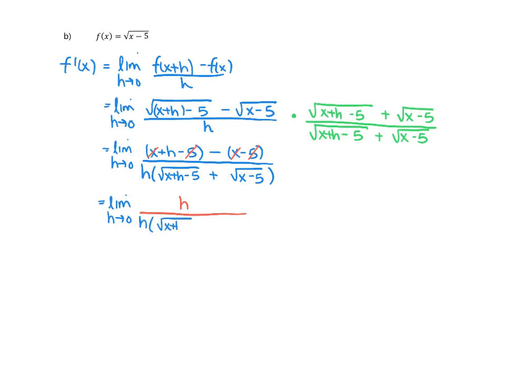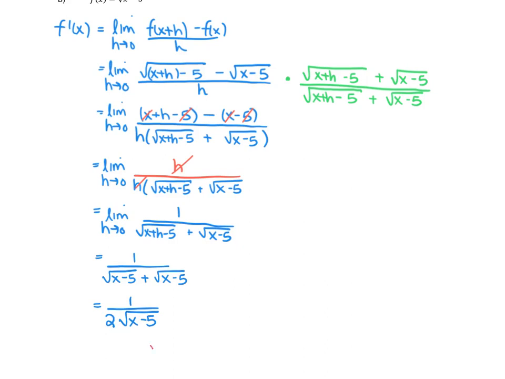And again, hopefully you can see this means that our problem piece, that h on the bottom, is going to cancel out. And we are simply left with taking the limit as h approaches 0 of 1 over the square root of x plus h minus 5, plus the square root of x minus 5. And go ahead and take that limit by substitution now. Okay, and so this is what you should have gotten at the bottom here. Therefore, the derivative is 1 over 2 root x minus 5. Okay, let's try one more.